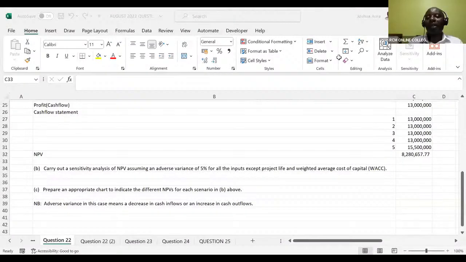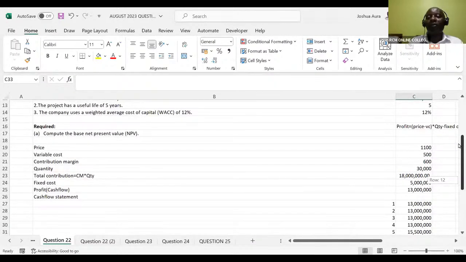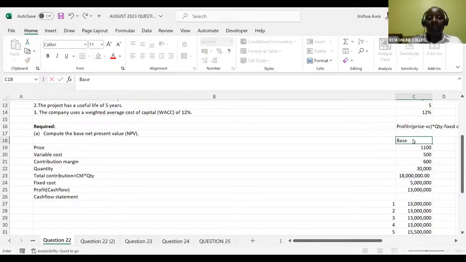So I'll come back here. Remember now, whatever information we had here is what we call the base. This information is the base because it's the information we've been able to use without changing anything. And then now I'll do my first scenario.